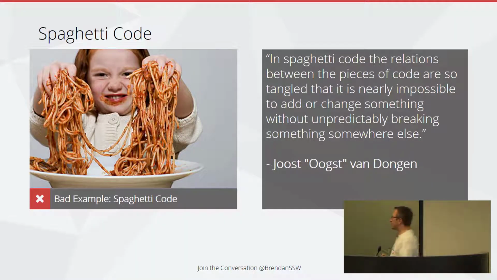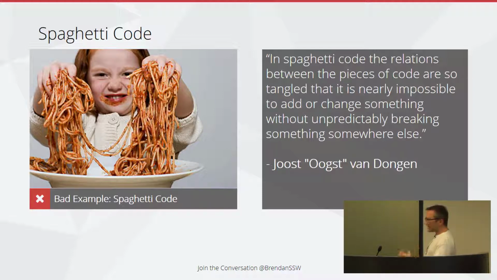Okay, so why do we put ourselves through all this pain? Why are we following this really rigid pattern? The answer really is to avoid something called spaghetti code. In spaghetti code, the relations between the pieces of code are so tangled that it's nearly impossible to add or change something without unpredictably breaking something somewhere else. I think every single person in this room has at some point had a piece of code in front of them, and they're afraid to touch stuff because you never know what's going to blow up. Happens to everybody. And so this is why we do this, to try to mitigate some of those problems.